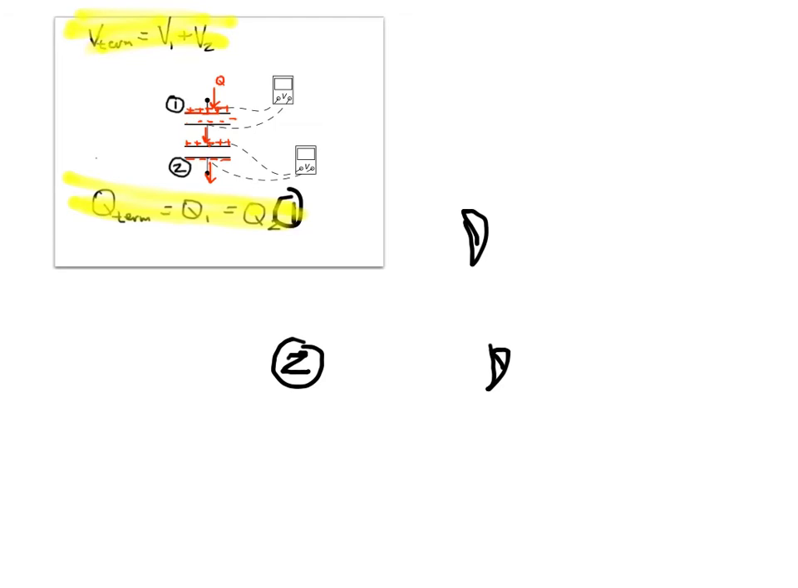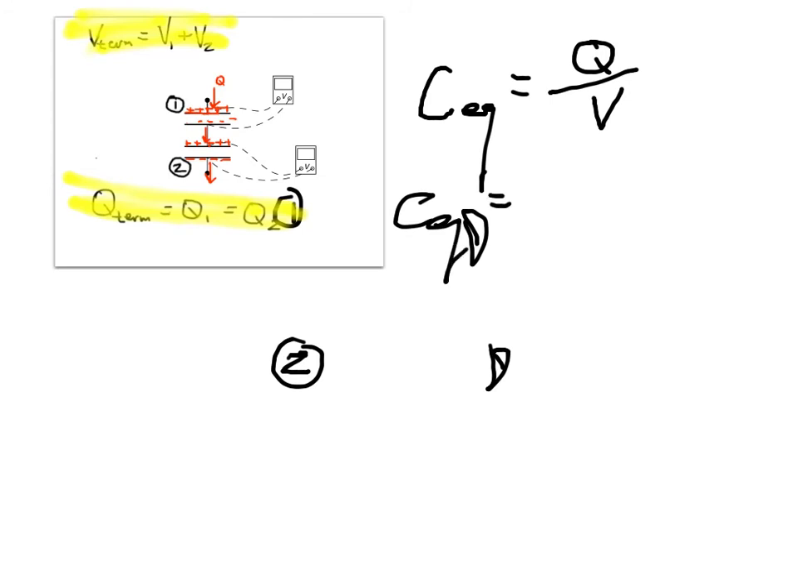Okay, so now we're ready to find out the equivalent capacitance. Well, the equivalent capacitance is found from the definition of capacitance, which is how much charge it takes to get a unit amount of potential difference. And so the CEQ here is going to be the charge on the combination, which we said is the same as the charge on either one of these. So I'm just going to write Q1 here, divided by the potential difference of the combination, which we said is the sum of the two potential differences, V1 plus V2.